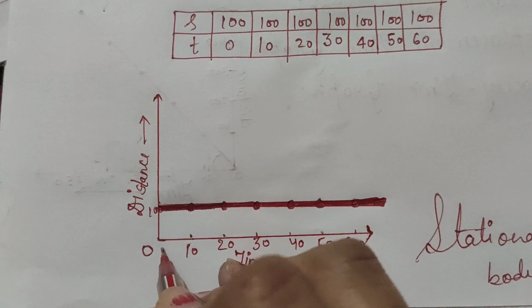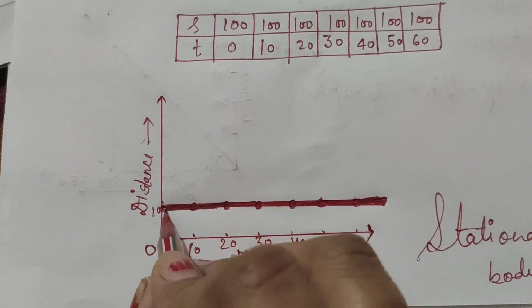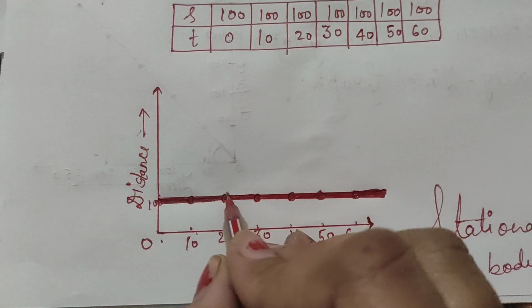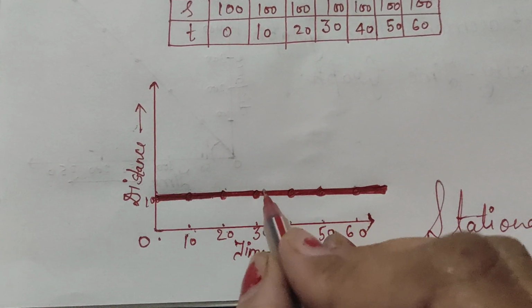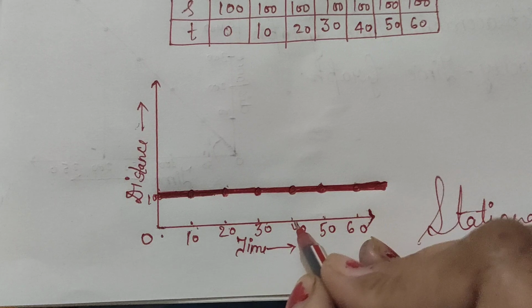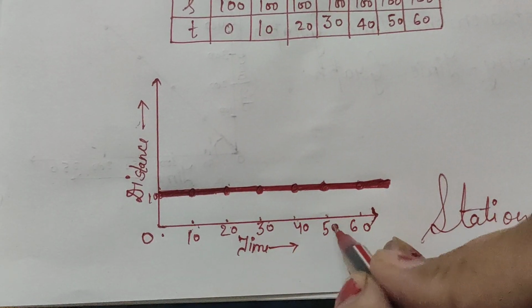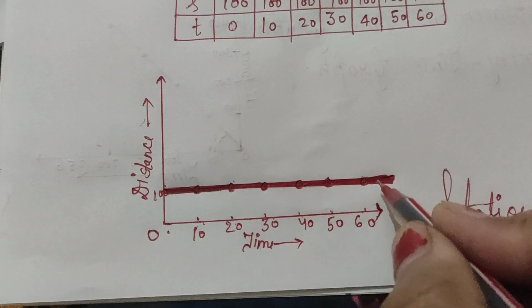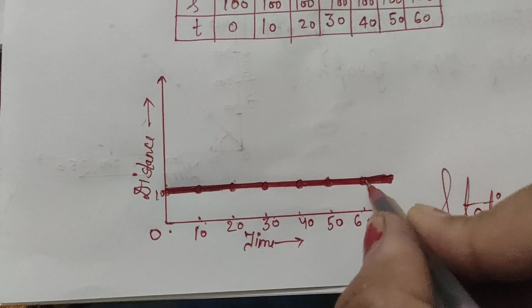At 0, you have seen it is at 100 meters. At 10 seconds, it is at 100 meters. At 20 seconds, 100 meters. At 30 seconds, 100 meters. At 40 seconds, 100 meters. At 50 seconds, 100 meters. And at last, after 1 hour, it is still at 100 meters.